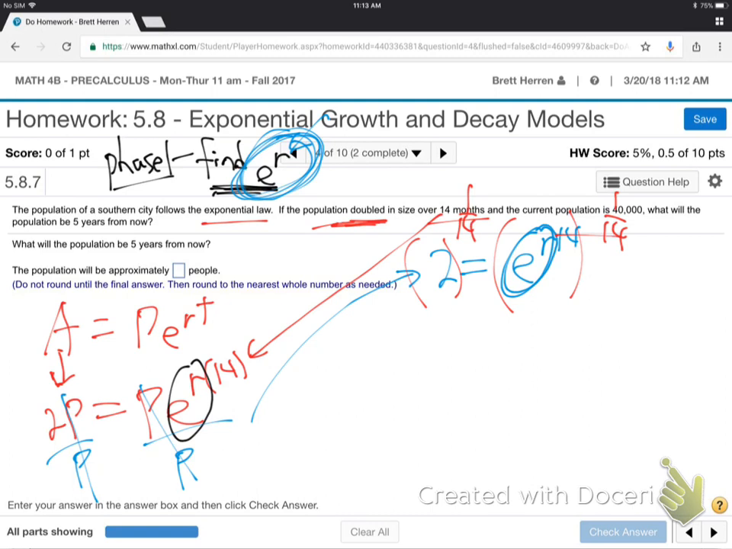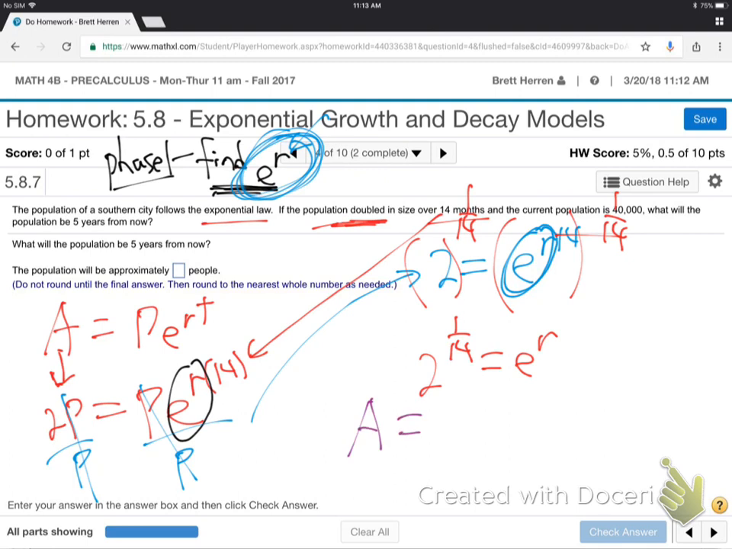Everybody see why I'm doing that and not ln? Because I just want rid of the number, not the r. I don't want the r to come down. I just want rid of the number. So 2 to the 1/14th power is e to the r. Got my hands on e to the r. Everybody good there? See how I found e to the r? Now, how does that help me? What does that do for me?